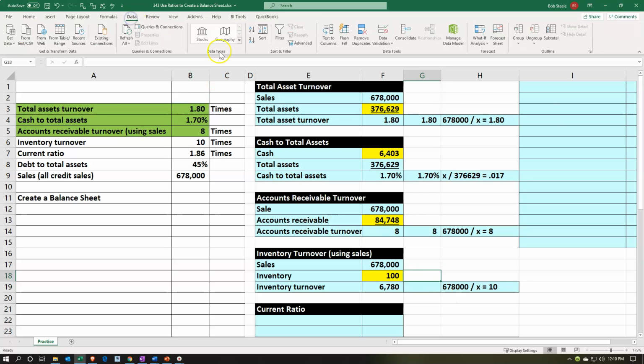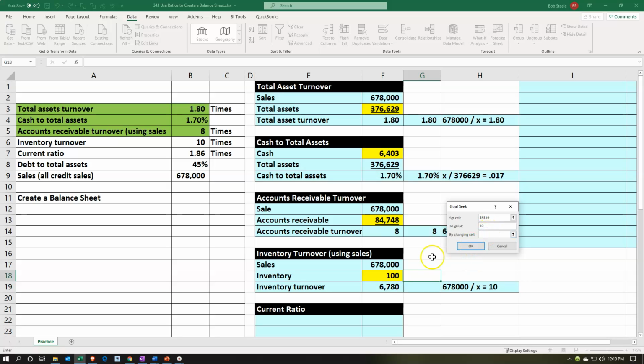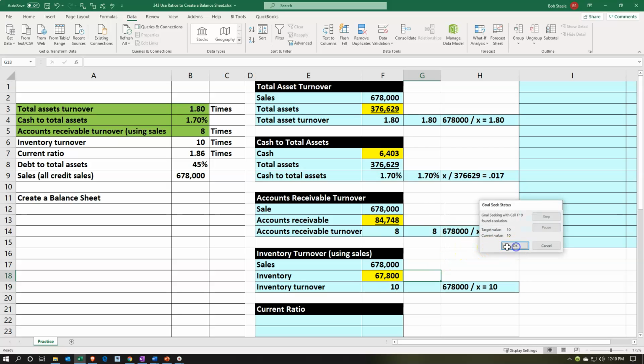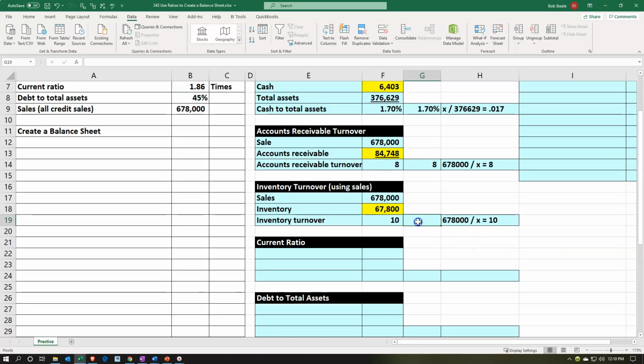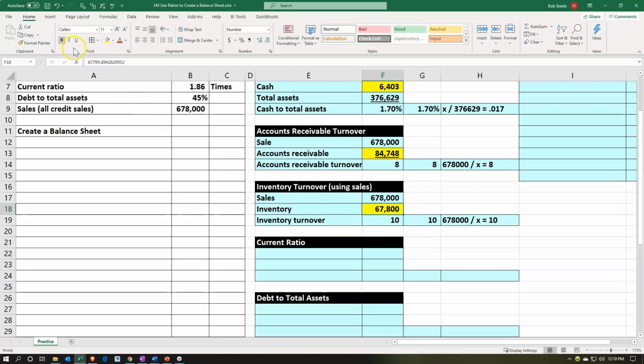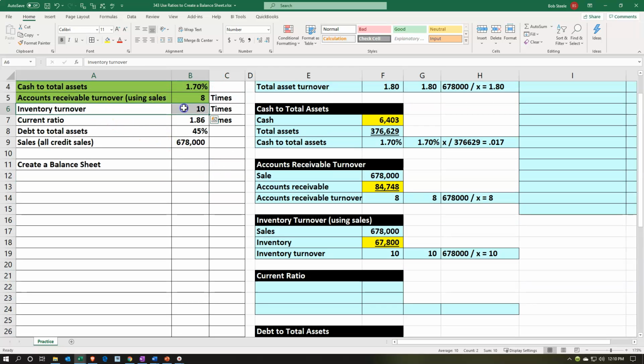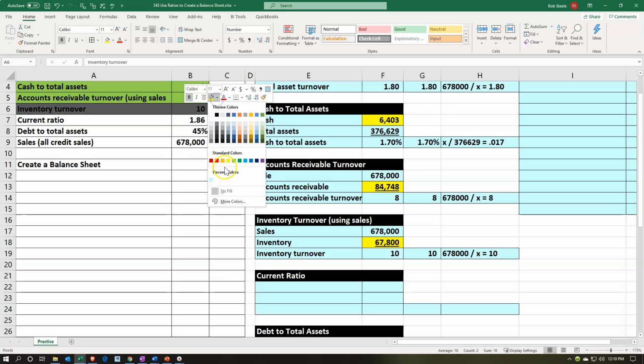Then I'm going to go to the Data tab. We're going to go to the Forecast group, What-If Analysis, Goal Seek. I'd like to set this cell to be what we know it should be, which is 10, by changing the yellow cell. Change the yellow cell, please. And then that makes the yellow cell what it needs to be. So whether you get to that 67,800 by the algebra or by goal seek, we can double check it by taking the sales divided by that 67,800. And there's our double check. There's our 10. Let's put an underline here for formatting purposes, Home tab, font group, underline. Let's make this green, indicating that it has been completed.